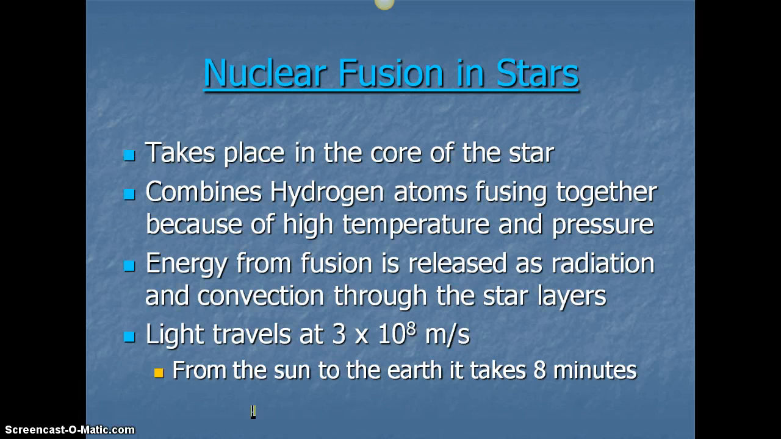Light travels at 3 times 10 to the 8th meters per second, and so from the sun to the earth it takes 8 minutes. The light we're getting from the sun is 8 minutes old.